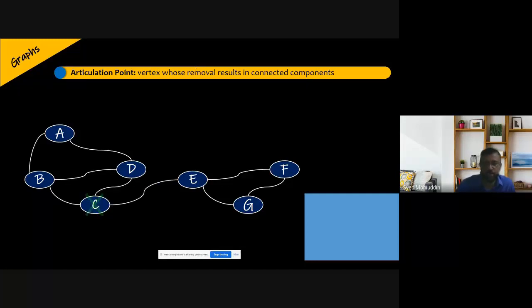In the same way, suppose I remove node E. Node E is an articulation point because removing node E we will have 2 connected components. So an articulation point is nothing but a vertex whose removal will result in connected components. If I remove node D, am I getting connected components? No. So node D is not an articulation point.